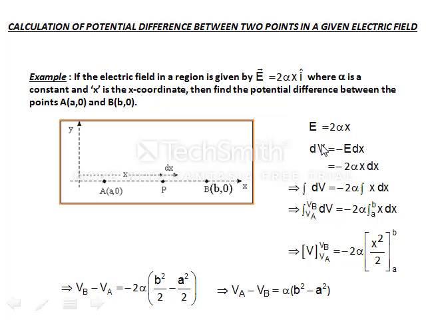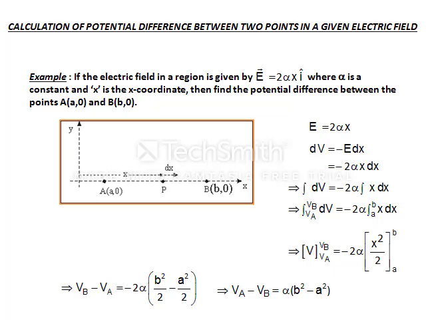So here we have used the same concept. But we cannot use it directly from A to B, as VA minus VB is E into AB, because E is changing. So this is the basic way how to calculate potential difference in case the field is non-uniform.